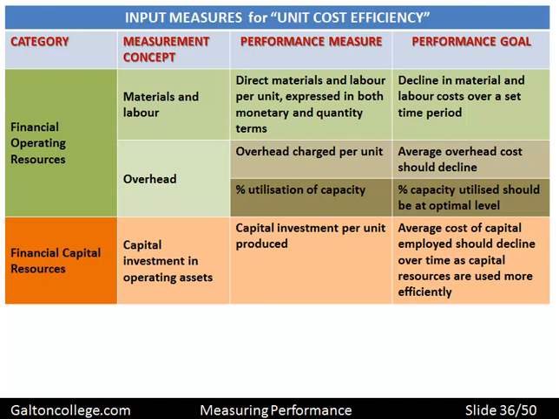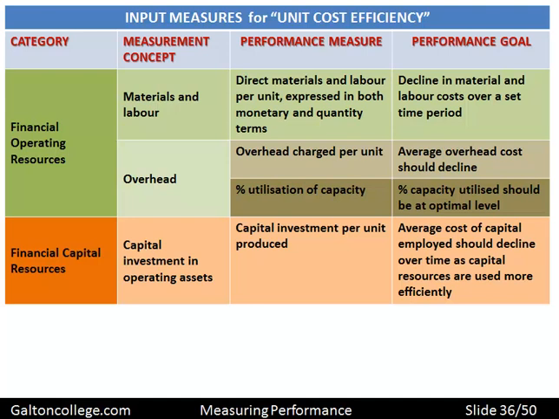The performance goal may be that the average cost of capital employed should decline over time as capital resources are used more efficiently. Well, that's very similar to the utilization of labour or any other resource. The business is looking for efficiencies, and therefore they are trying to reduce the impact of the capital in terms of the costs of the product. They're trying to reduce the impact of capital by more fully utilizing the resource, getting greater numbers through the resource.